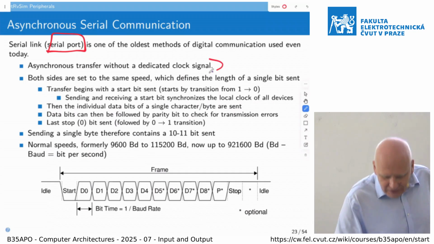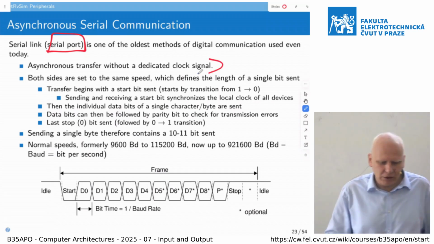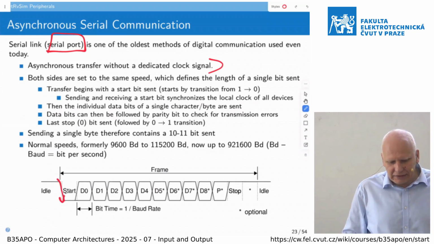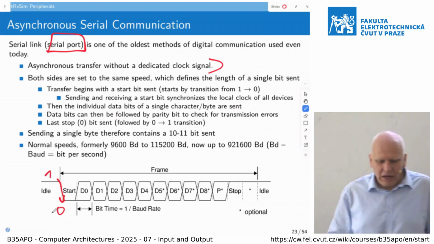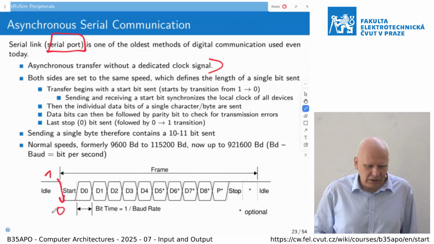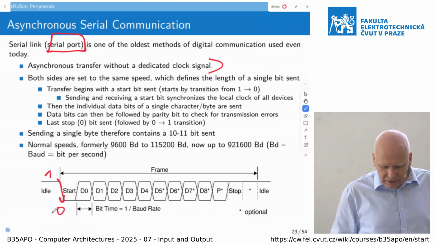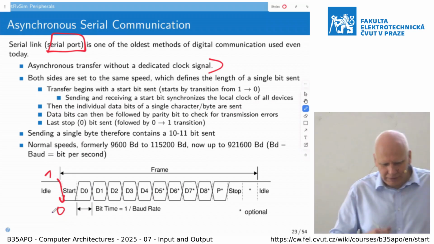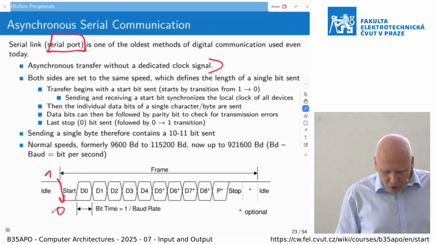And it doesn't provide a dedicated clock signal, because we find the start of the character by this transition from 1 to 0. The idle level is 1, and it is represented by a negative value because it is negated on the link, but we can skip that at this moment.